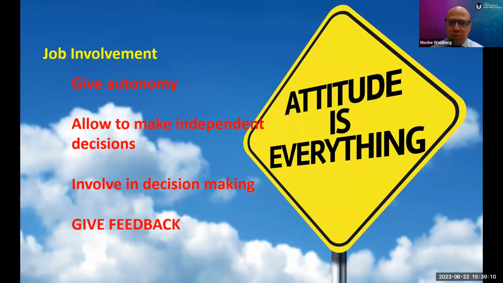And probably the most important thing for us as residency leaders is giving feedback has been correlated with increased job involvement, which means the more feedback we give to our employees, to our residents, the more they feel importance in what they're doing. So we should definitely pay attention to that.